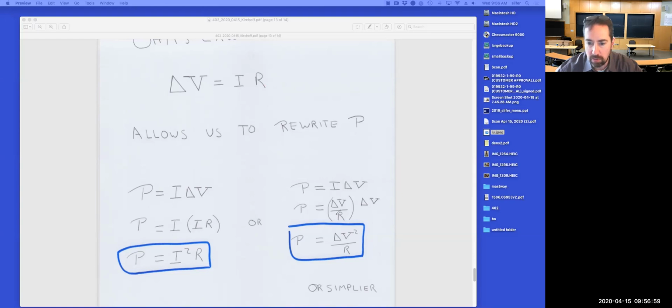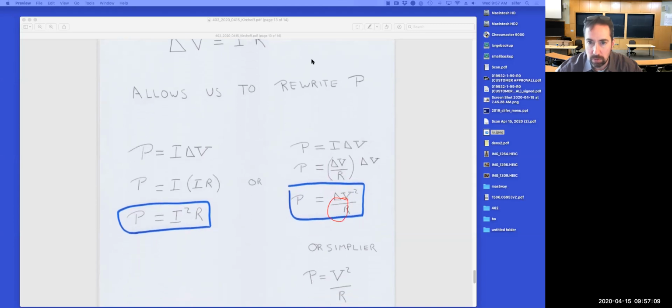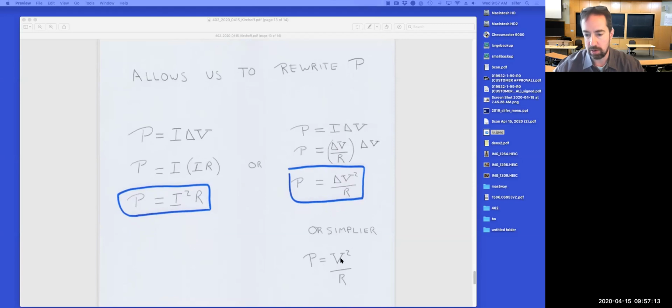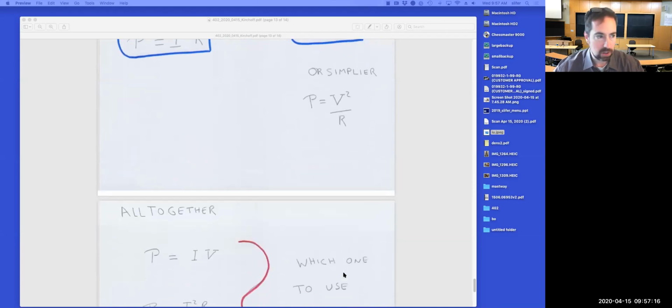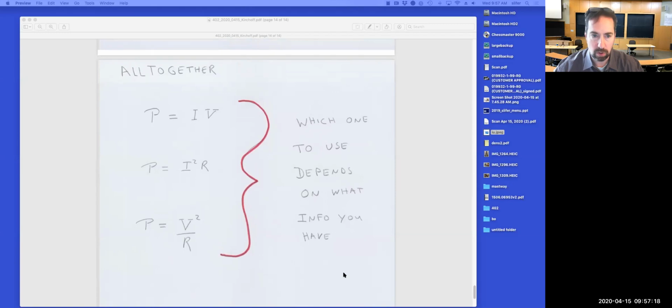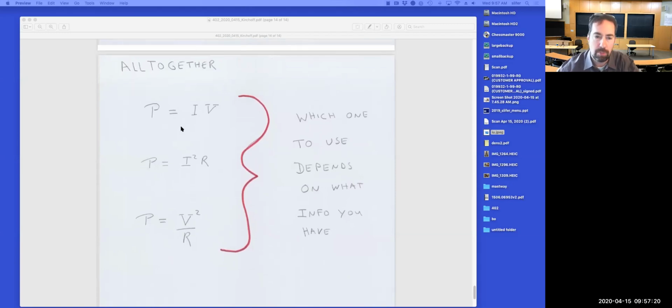And if I put that in right here, then I get two delta V's, delta V squared over R. A simpler way of writing that is V squared over R. So in all their glory, let me put them all in one place. All together, for the power that's consumed by this circuit, I could have I times V. I could have I squared times R. I could have V squared over R, where those V's are implicitly delta V's.